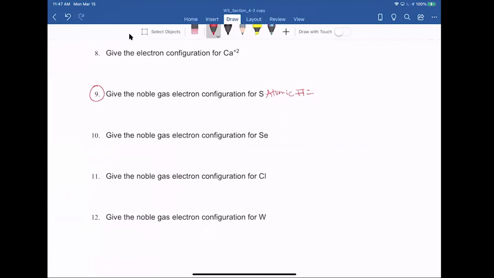16. So S is number 16. That means it has 16 protons. Then we have charge, protons minus electrons. No charge is given, so the charge is 0. That would be 0 equals 16 minus E. We subtract 16 from both sides. We get negative 16 equals negative E, or 16 is equal to E. So we have 16 electrons.